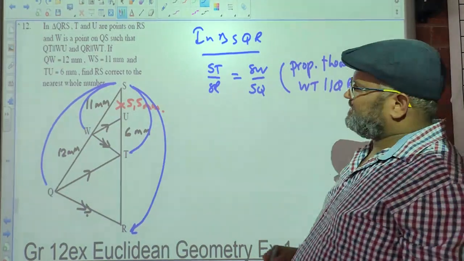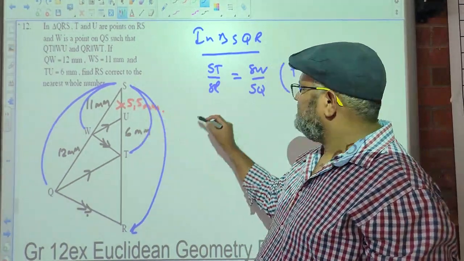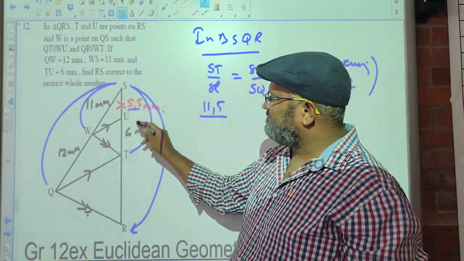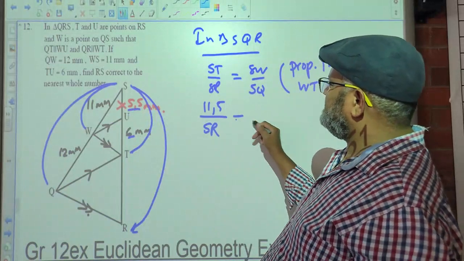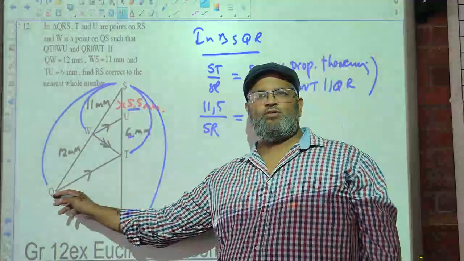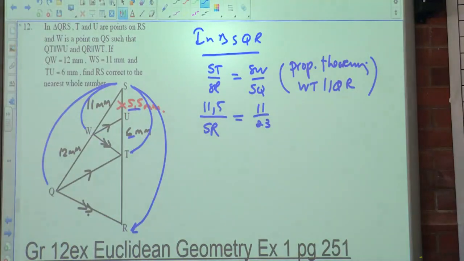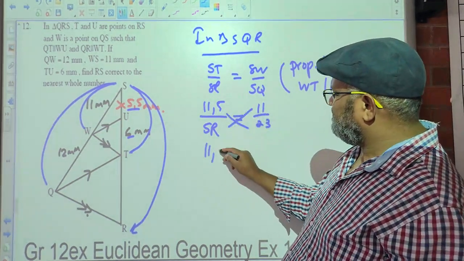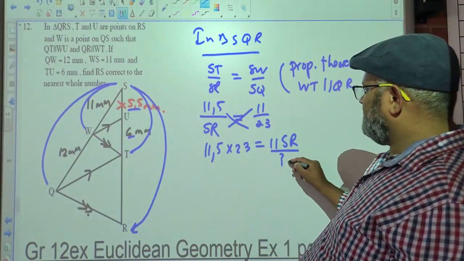So ST is what? 11.5. Not so? 11.5 over SR, which is what we're calculating, is equal to SW 11 over SQ 23. 5.5 plus 6 is 11.5. So what do I do now? Cross multiply, not so? So it's 11.5 times 23 is equal to 11 SR. Divide by 11 both sides.